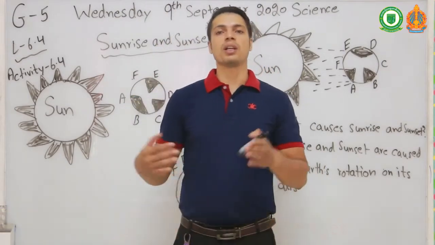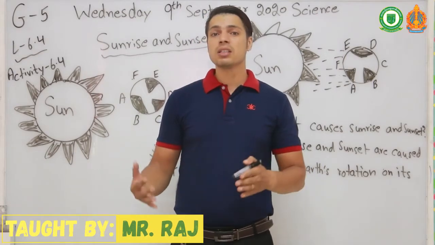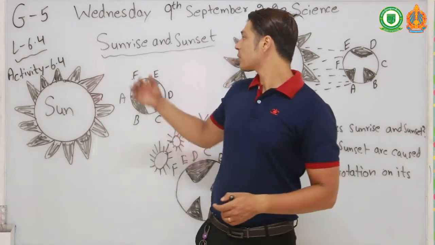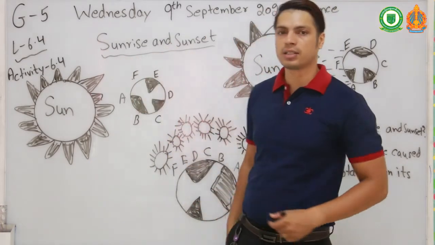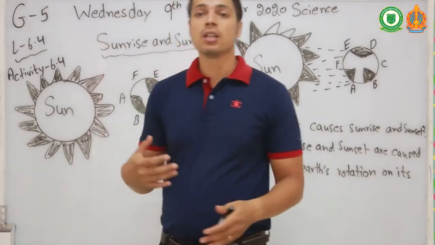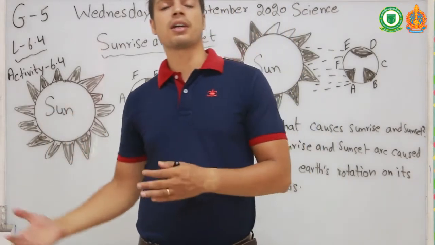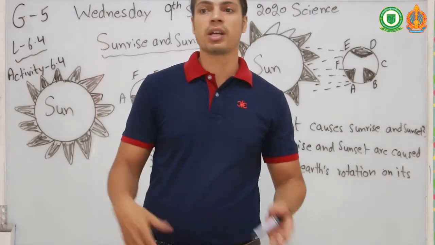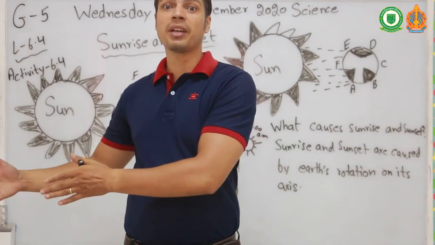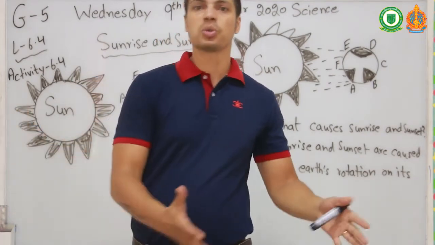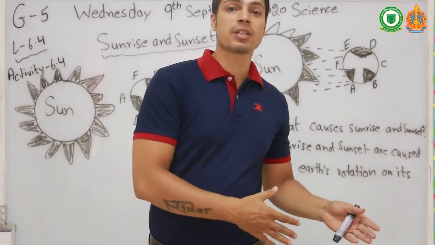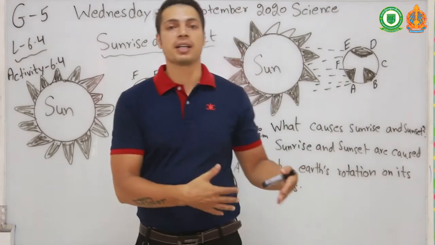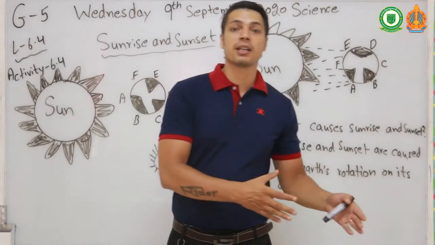Last week we learned about Earth's rotation on its axis, and today we will learn about sunrise and sunset. What causes sunrise and sunset? Because we see sunrise and we see sunset every day. When we see sunrise, it's the beginning of the day. Then we go through the whole day, and after sunset it's the beginning of the night. So after that we see night.